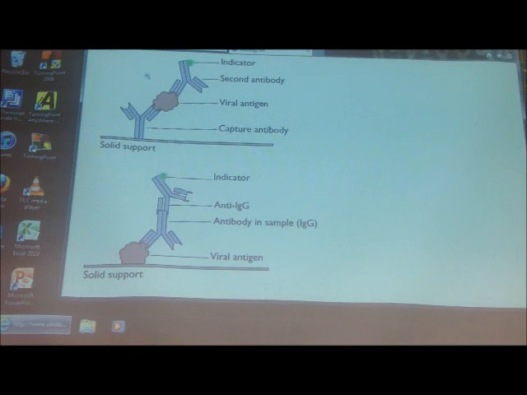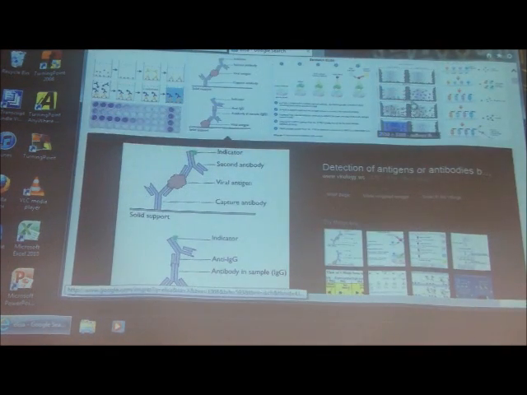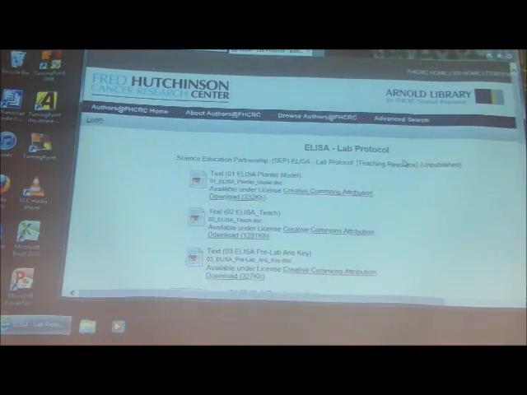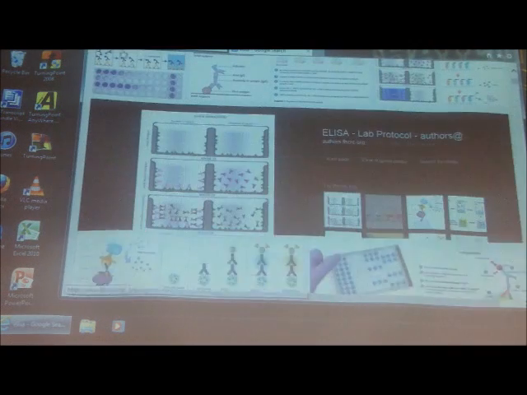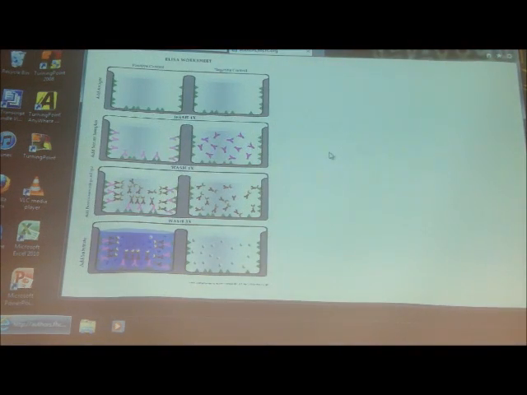So let's look at how that would look in the plate itself. In the plate itself, it's going to look this way.